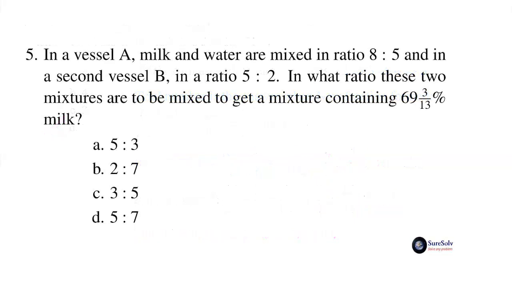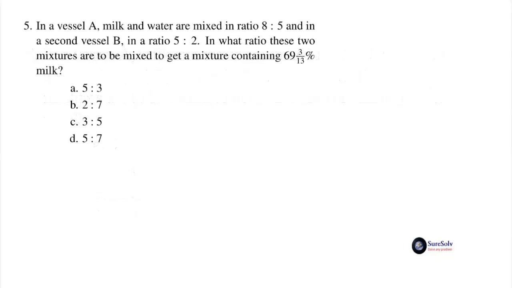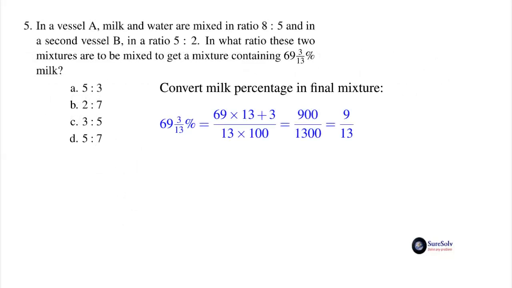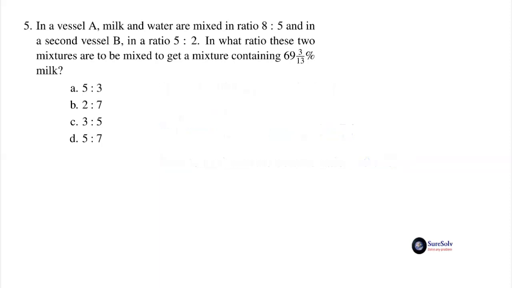In a vessel A, milk and water are mixed in a ratio 8:5 and in a second vessel B in a ratio 5:2. In what ratio these two mixtures are to mix to get a mixture containing 69 3/13% of milk? First, convert the target milk percentage to target milk ratio. 69 3/13% equals (69 times 13 plus 3) divided by 1300 equals 9/13.